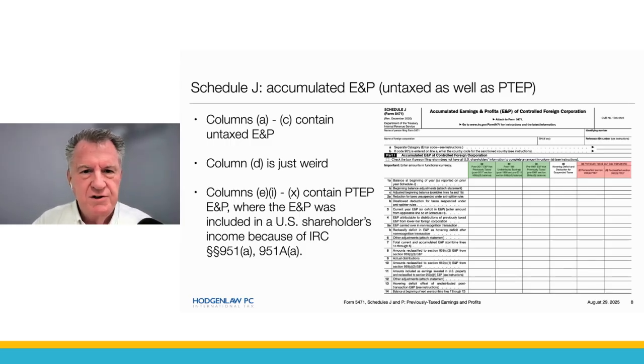So this is Schedule J, and you can see on the left, I've got the three columns that are highlighted in green. Those are the columns that you're going to be tracking untaxed earnings and profits of the controlled foreign corporation. There's a lot less of this than there used to be ever since we were blessed with Internal Revenue Code Section 951A.